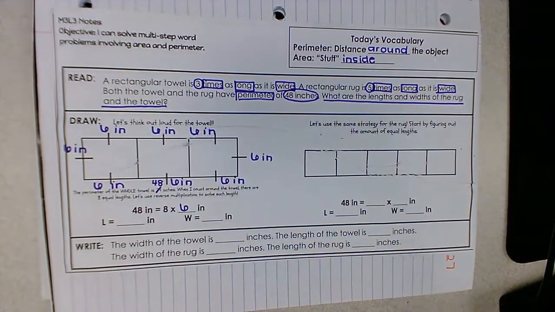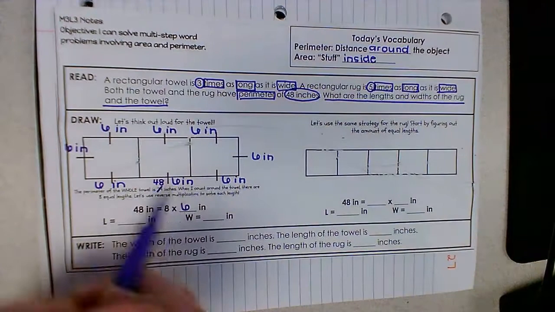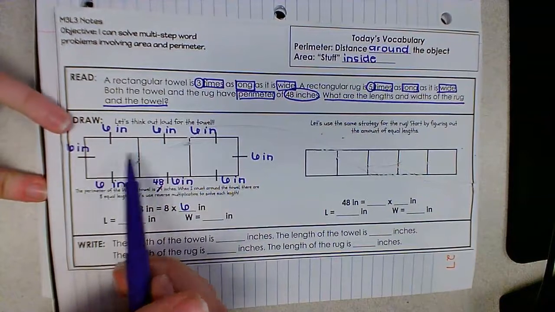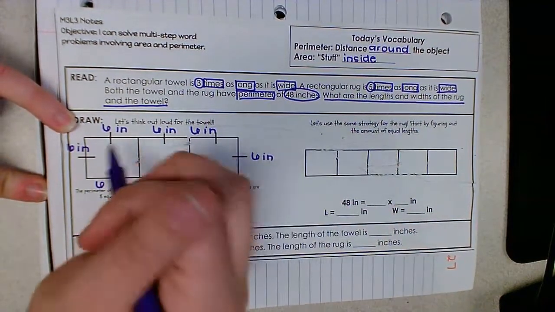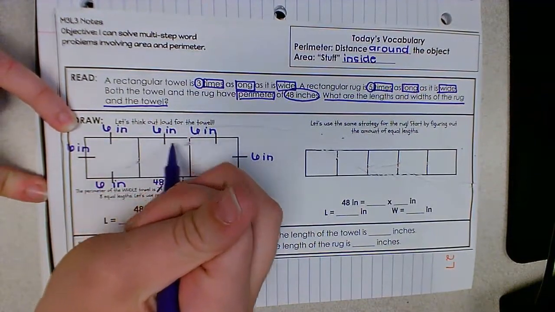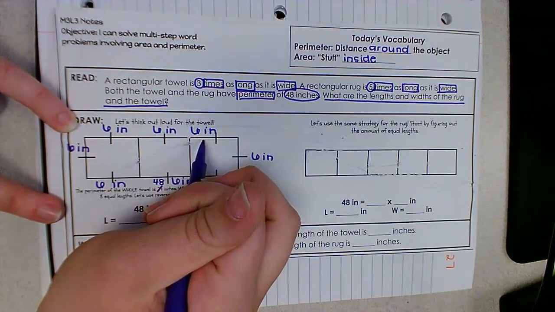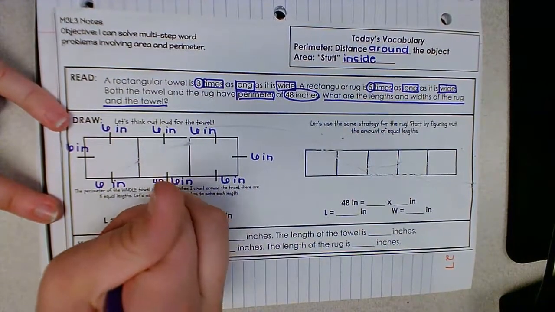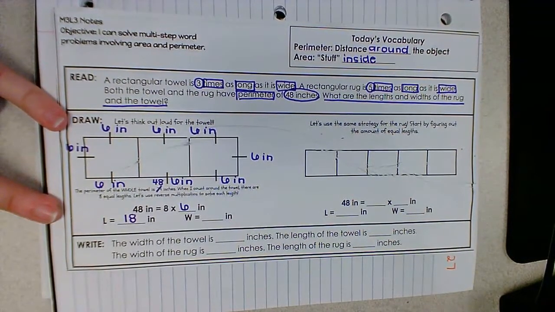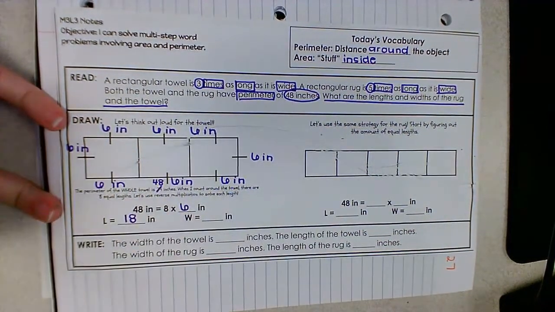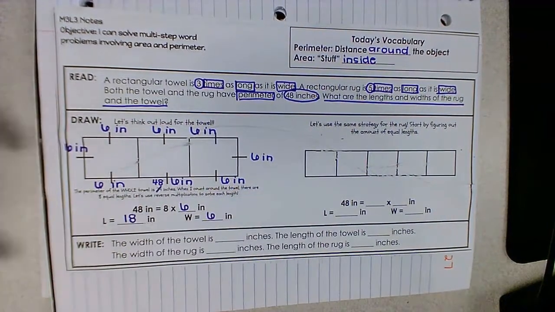So now let's figure out the length, and let's also figure out the width. Now looking at this, I know that it's 3 times as long as it is wide. So this is going to represent the length of the towel. 6 plus 6 plus 6 is our length. Or we could do the math fact, 6 times 3, which equals 18 inches. The width of the towel is only one length, and that is 6 inches.